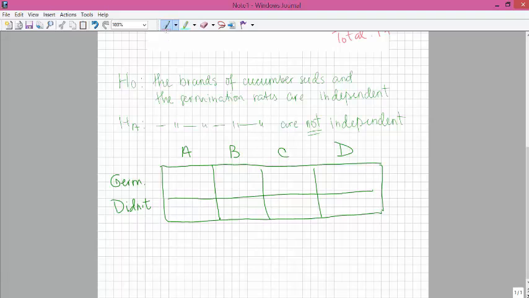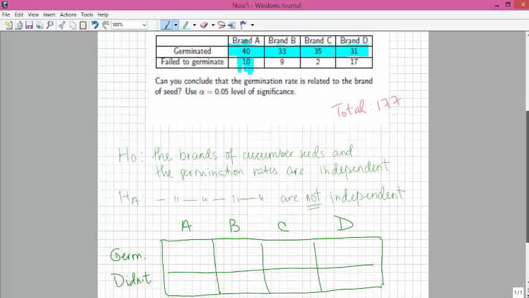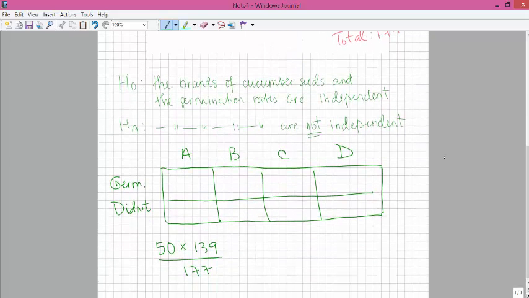So what would I do? For A, I would say 50 times 139 and divide by 177. In this case, the table doesn't give you the totals for each of the columns and rows, so you can actually compute them. How much would that be? Once I compute it, I get approximately 39.27. So that's the number that's going to go in here.